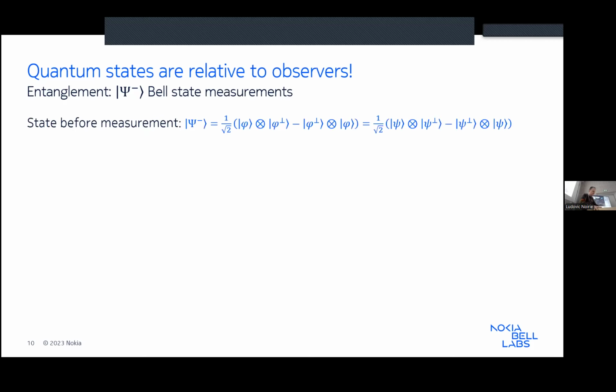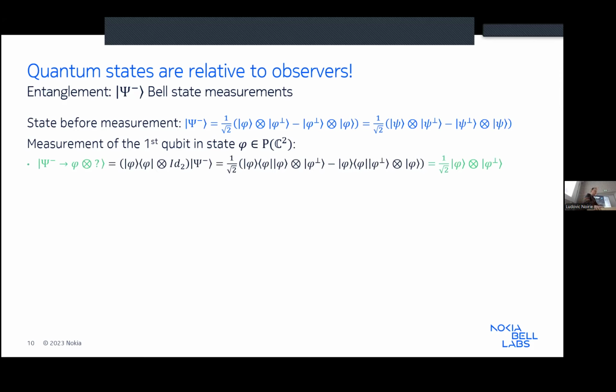Now we are interested in measurements. So now I express psi minus with any choice of the basis. So it can be phi or psi, phi orthogonal or psi orthogonal. The measurement of the first qubit can be in state phi. And then, what is the projected state after the measurement? We do the measurement only on the first qubit. So for the second qubit, it will be the identity, and for the first qubit, it is a projector on phi. So if you apply this projector on this, here again, this works like you expect.